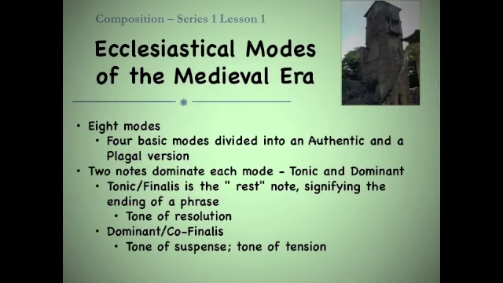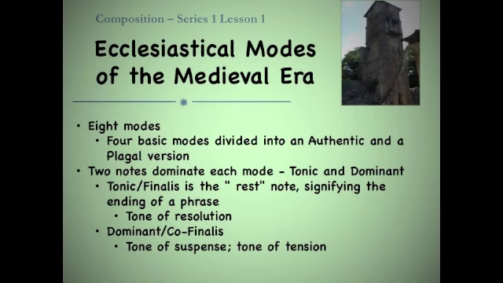Let's talk about the 8 medieval modes. Basically, there are 4 modes, each with a variant, to give us a total of 8. The 4 basic modes are divided into what is called an authentic and a plagal version. Now, with each one of these modes, the authentic and plagal versions, there are going to be 2 notes that dominate each mode. These 2 notes are called the tonic and the dominant.